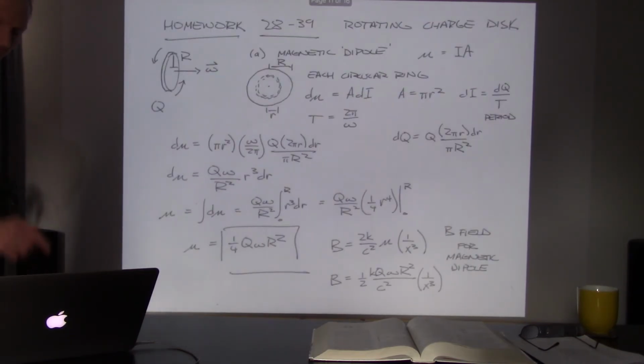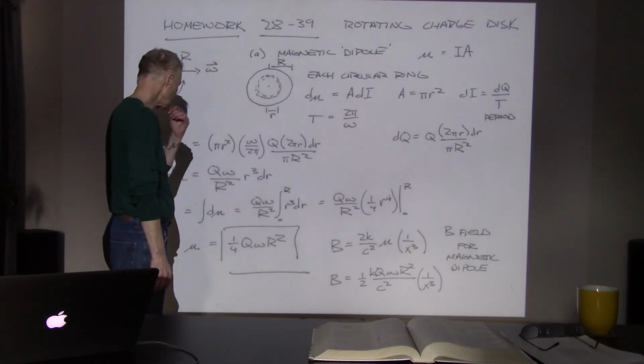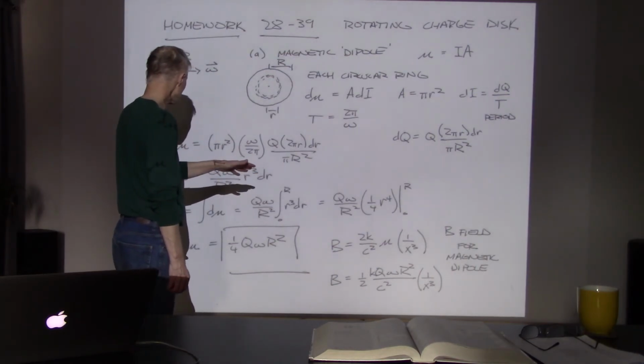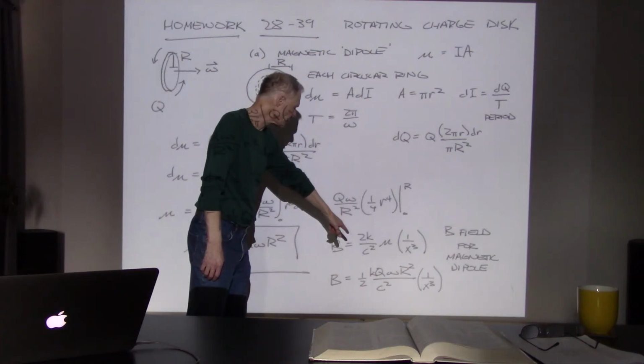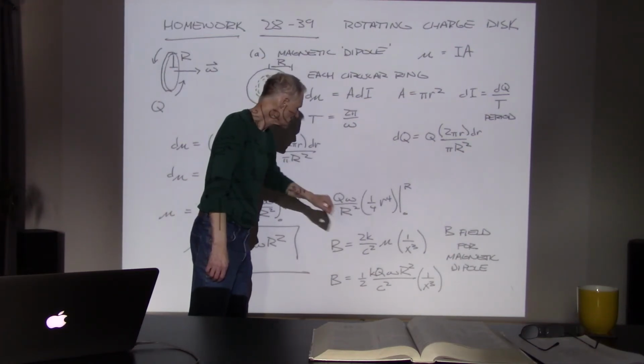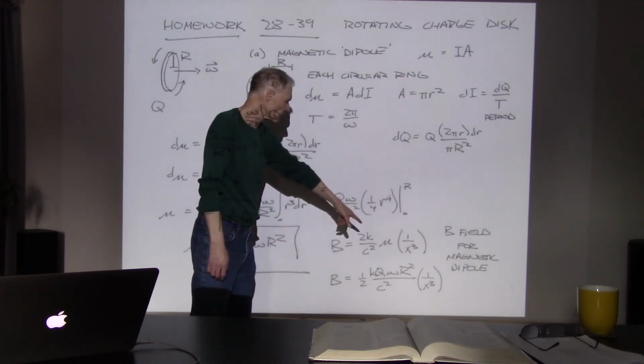Now, what we want to do in the last part of the problem, and this is where things get a little dicey, a little sketchy, is this is a prediction from the magnetic dipole that we did in part A, but that's only going to be true when we get far, far away.